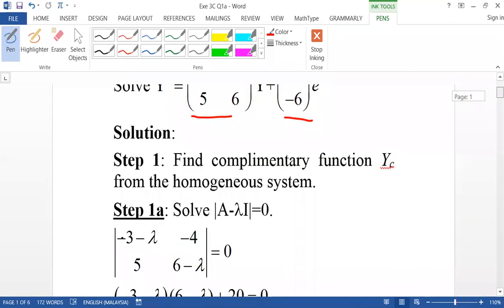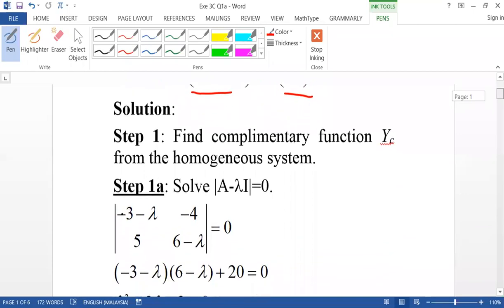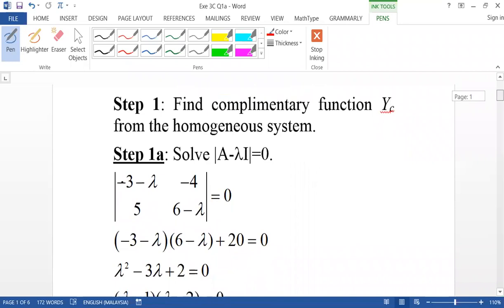So first step, find the complementary function YC from the homogeneous system. Step A, you solve the determinant A minus lambda I equal to 0. The matrix A initially is -3, -4, 5, 6. So for A minus lambda I, the effects are at the main diagonal: you subtract lambda.